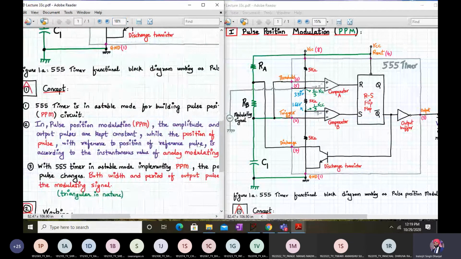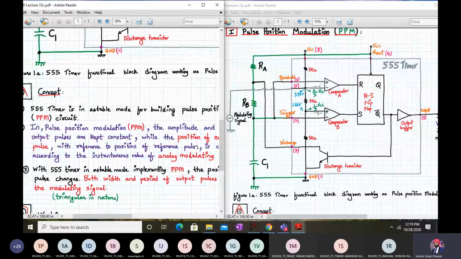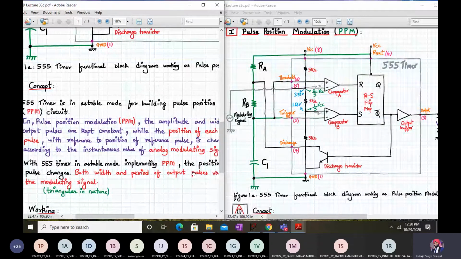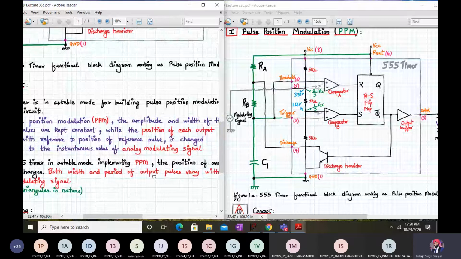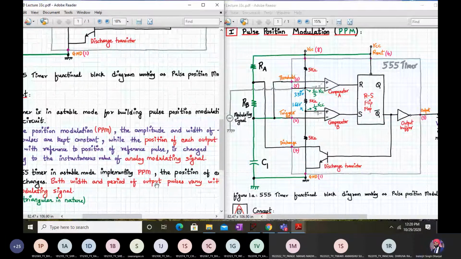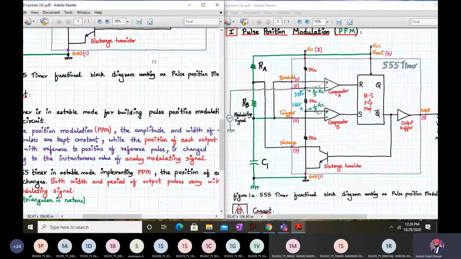So what do you mean by pulse position modulation? In pulse position modulation, the amplitude and the width of the output pulse are kept constant, while the position of each output pulse with reference to the position of the reference pulse is changed according to the instantaneous value of the analog modulating signal. I don't know how much you all have understood this, but I will explain it to you with the LTspice simulation in very short duration.